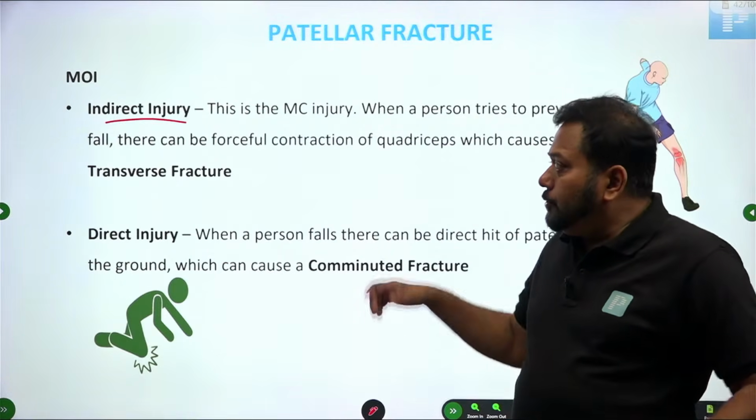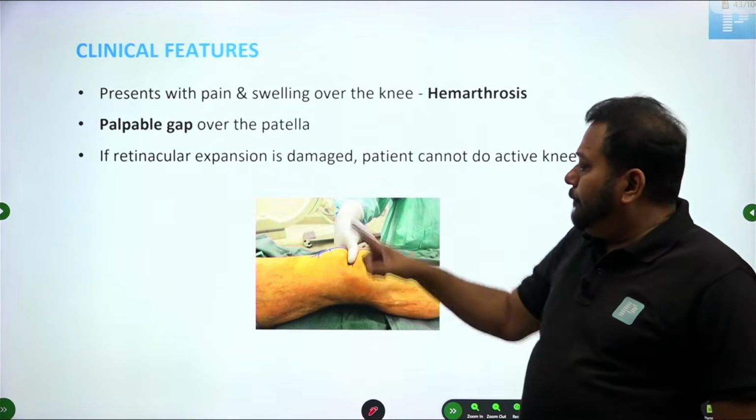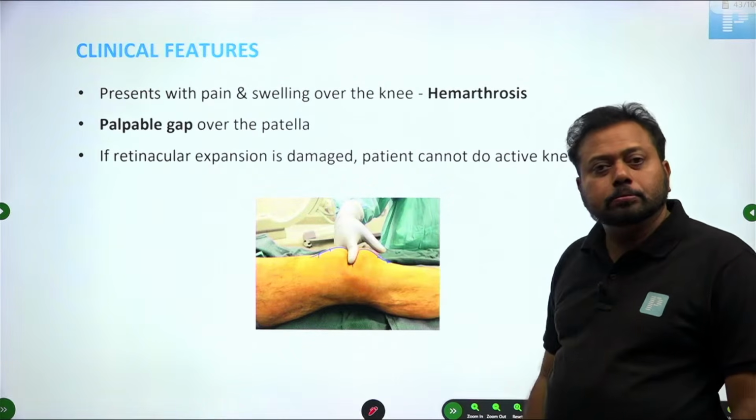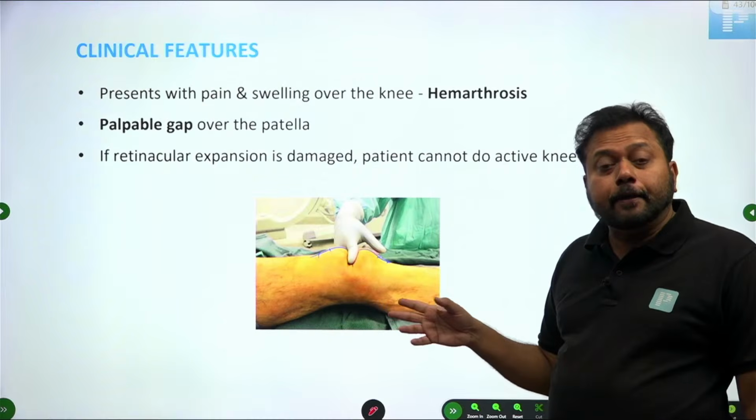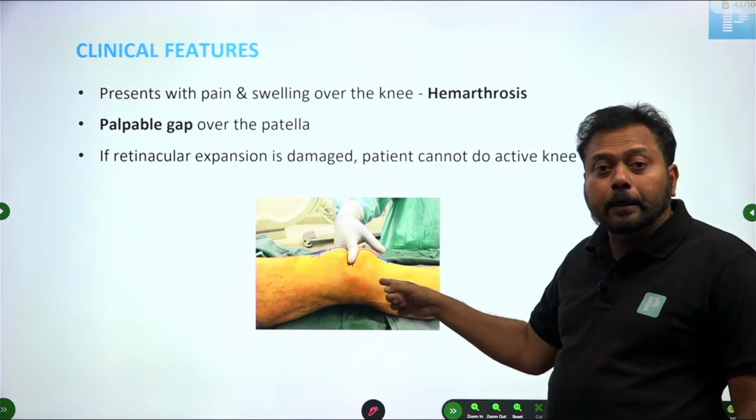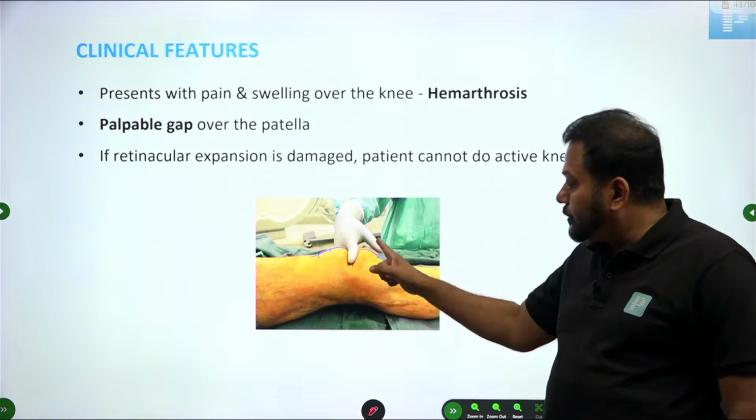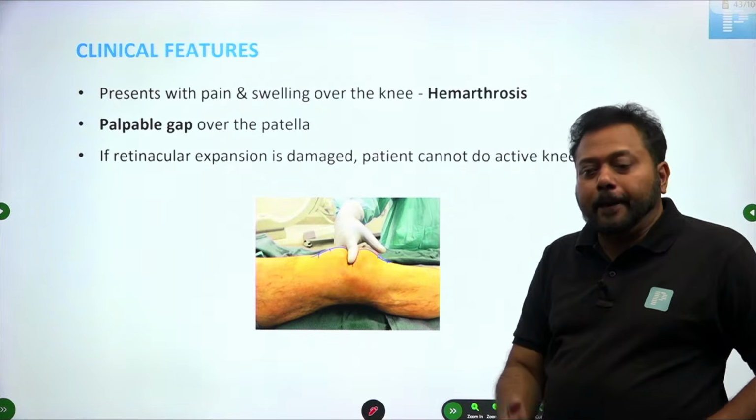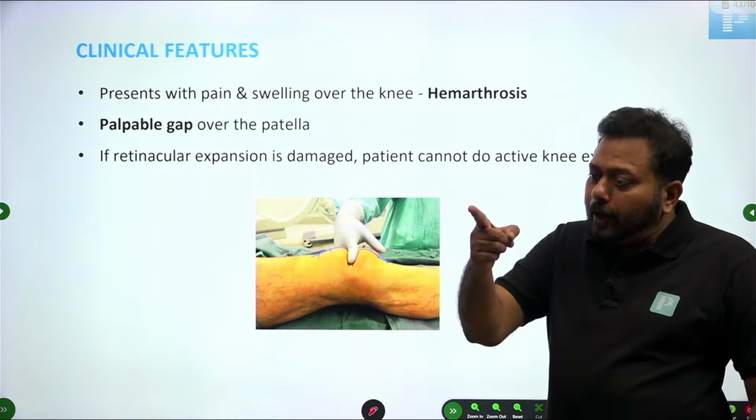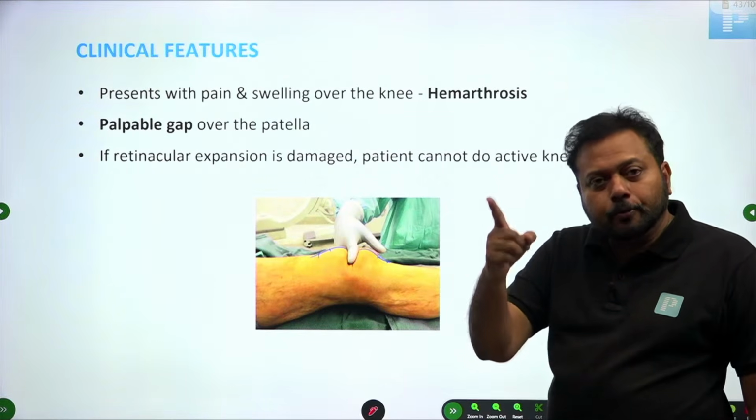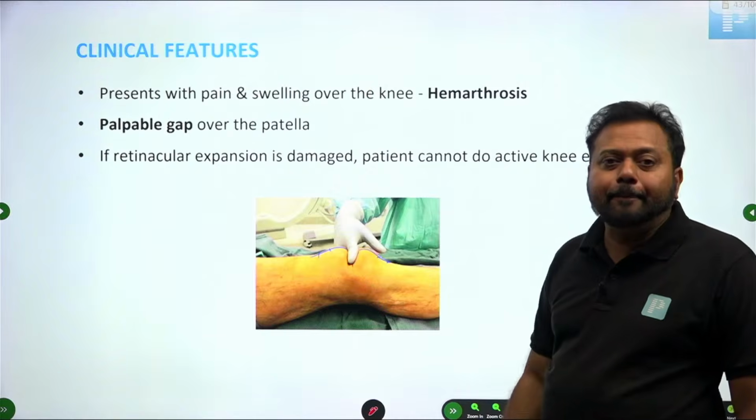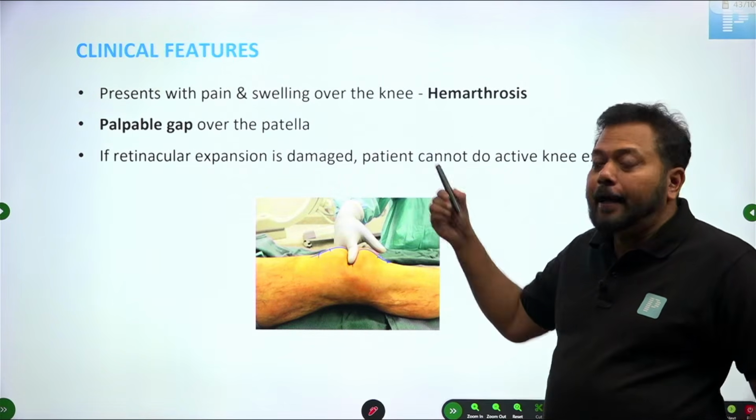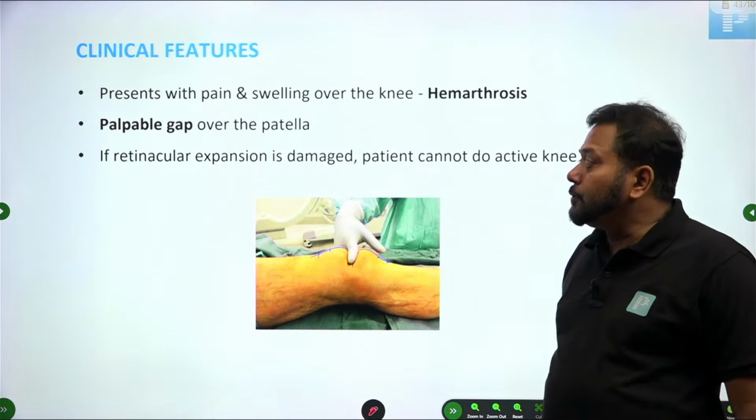When you palpate, there is a palpable gap. You can't try this when the patient is having severe pain. This is in the operation theatre after spinal anesthesia. Before surgery, in all transverse fracture patella, I ask my undergraduate students in my medical college, after giving spinal, the patient won't feel pain, no? So I ask them to insinuate the finger and palpate the gap. The palpable gap is a very classical sign of transverse fracture patella.